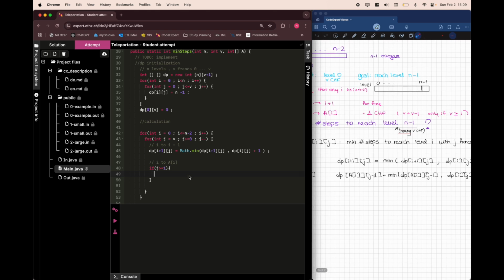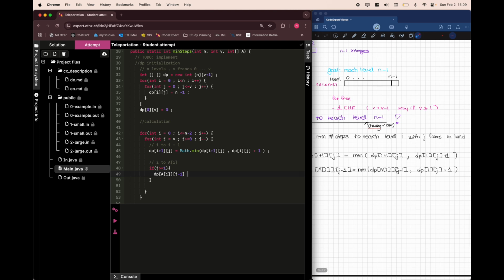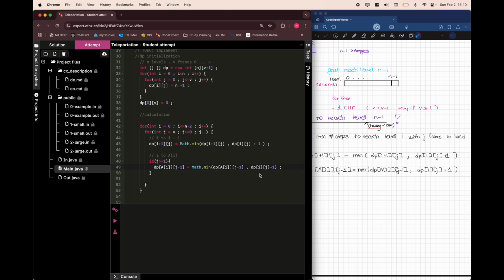If so, dp of A of I, j minus 1 is equal to the minimum of dp of A of I, j minus 1 and dp of I, j plus taking a step. So that's it.